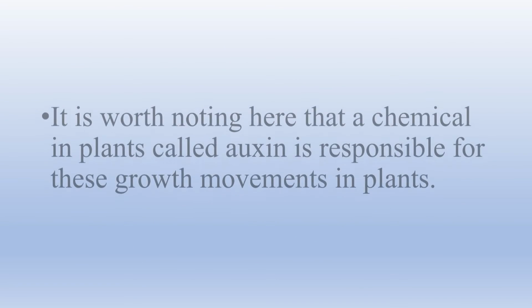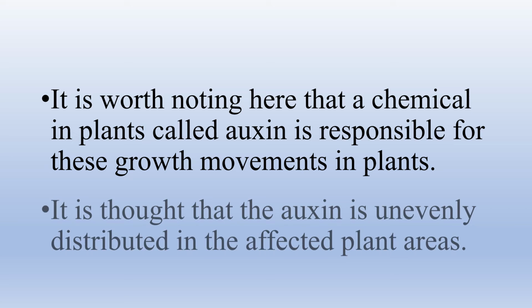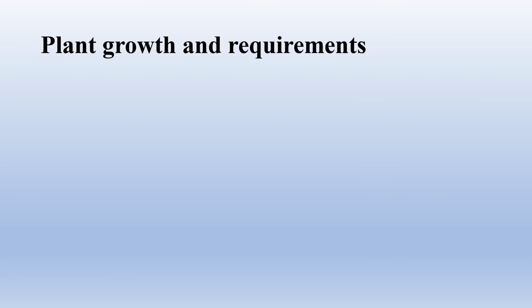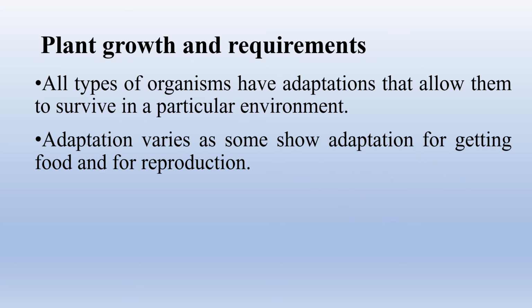It is worth noting here that a chemical in plants called auxin is responsible for these growth movements in plants. It is thought that the auxin is unevenly distributed in the affected plant areas. Plant growth and requirements. All types of organisms have adaptations that allow them to survive in a particular environment. Adaptation varies, as some show adaptation for getting food and for reproduction.